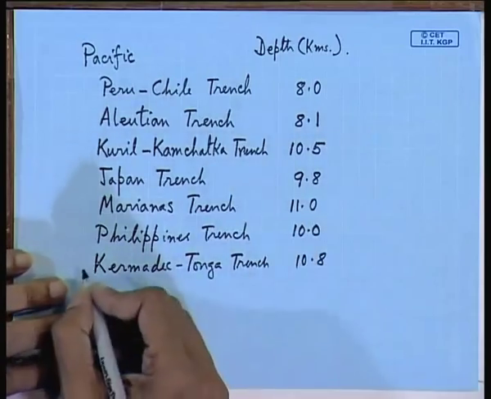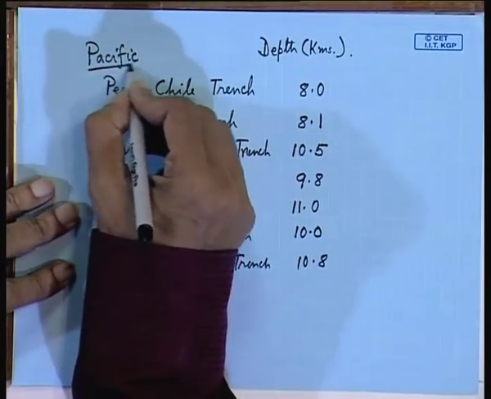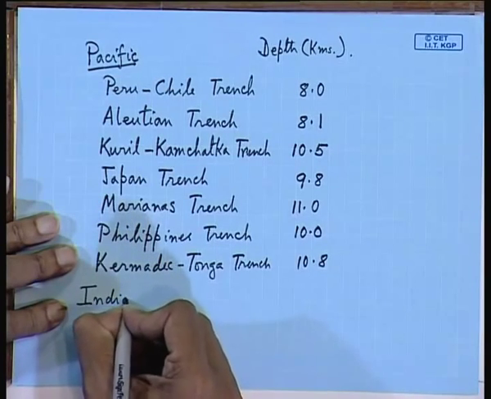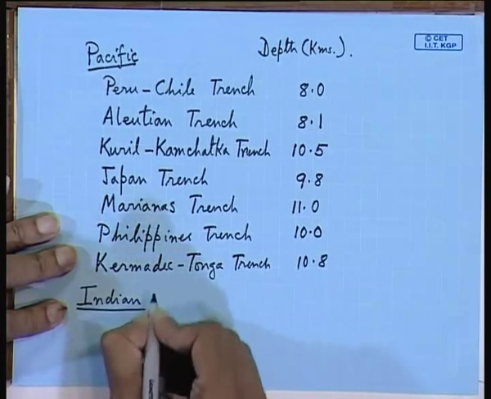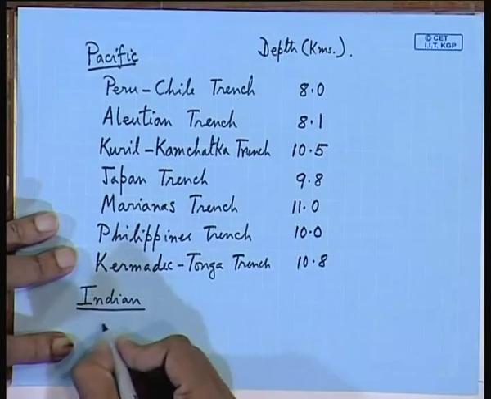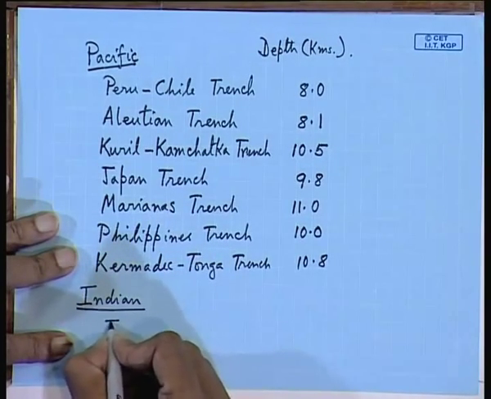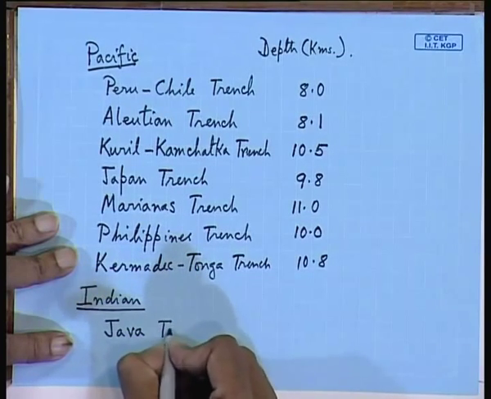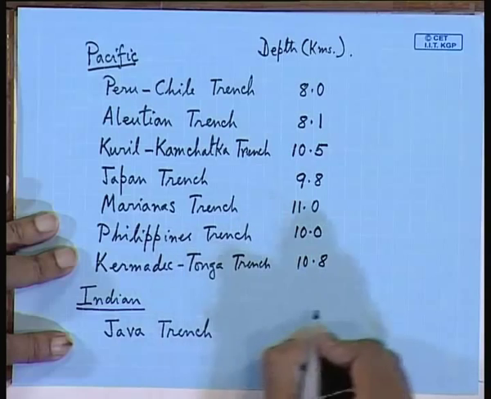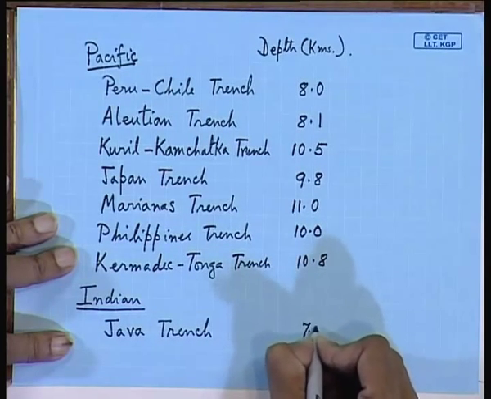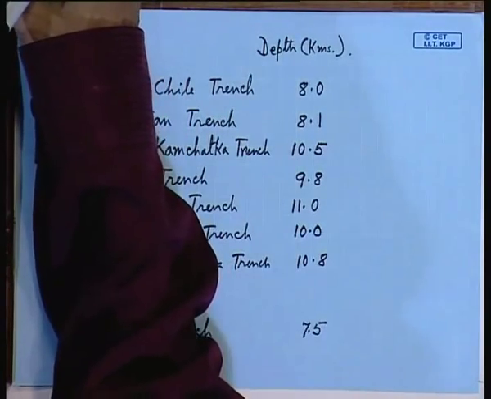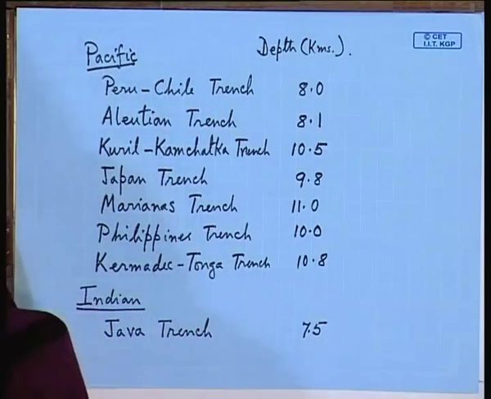The Indian Trench here, the Indian Ocean. You have the Java Trench, 7.5 kilometers. So these are the features of the trenches.